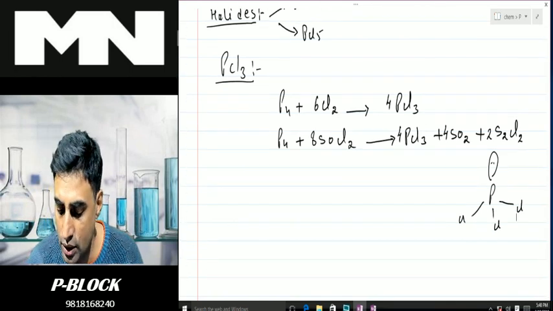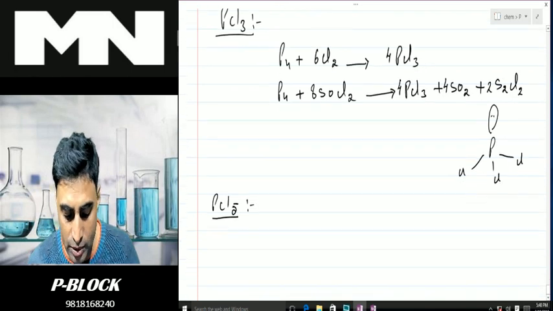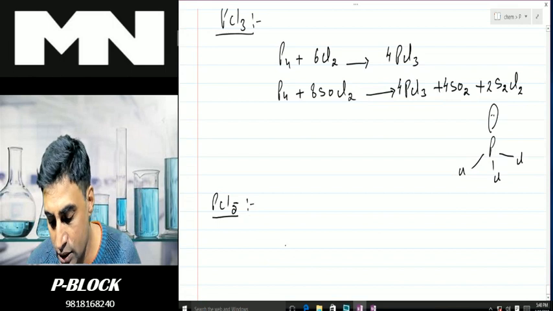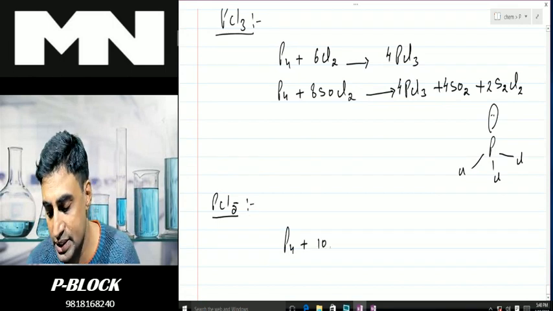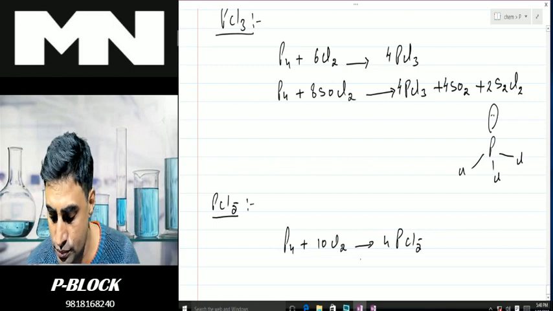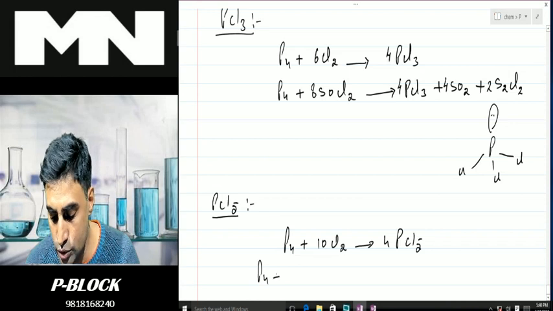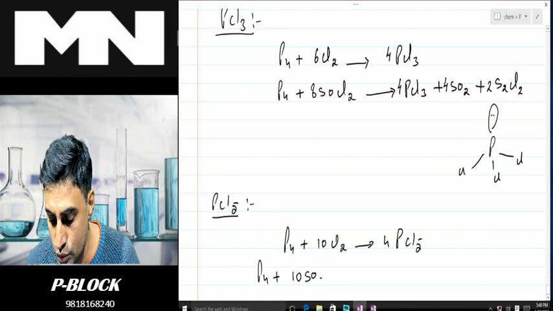Now last we will talk about PCl5. If we talk about preparation of PCl5, PCl5 can be prepared again by reaction of P4 with chlorine, but excess of chlorine. So here in this case it will react with 10 moles of chlorine to give you 4 moles of PCl5. Likewise, P4 can also be reacted with thionyl chloride, that is 10 moles of SO2Cl2.